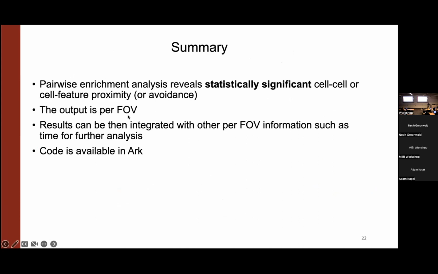So just to summarize, we saw that the pairwise enrichment analysis can give you insights into which cell types prefer to be around each other. Also, if you were more interested in the very negative z-scores, which type of cells prefer to avoid each other as much as possible. The output will be per FOV. We will see for each FOV which cell types are enriched or avoiding each other. We can plug that into any of our subsequent analysis. And all of this is available for you in ARC.